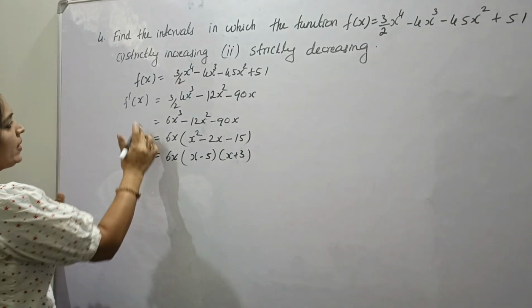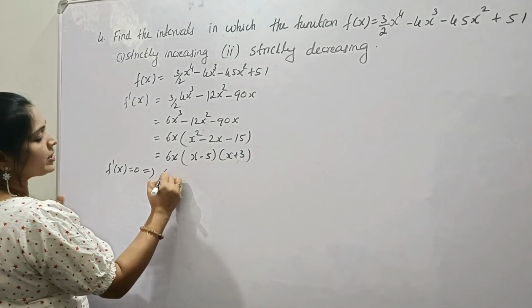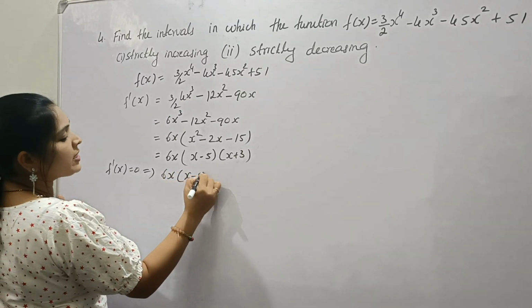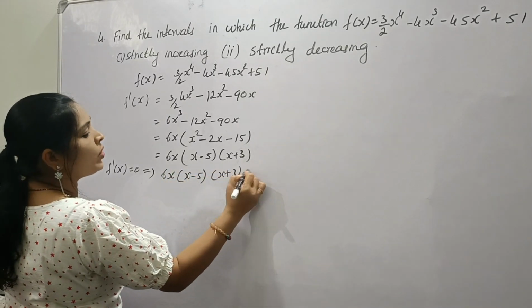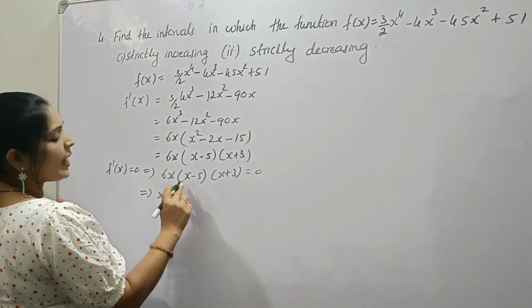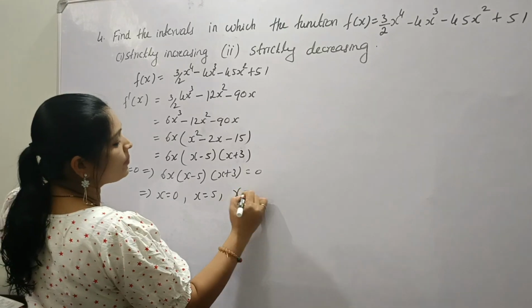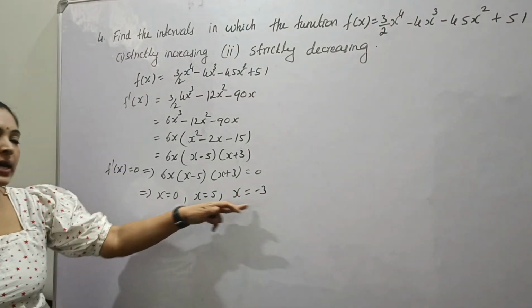So here, putting f dash of x equal to 0 to find the critical points: 6x into x minus 5 into x plus 3 is equal to 0. That implies x is equal to 0. X minus 5 is equal to 0 implies x is equal to 5. X plus 3 is equal to 0 implies x is equal to minus 3. So these are the points.